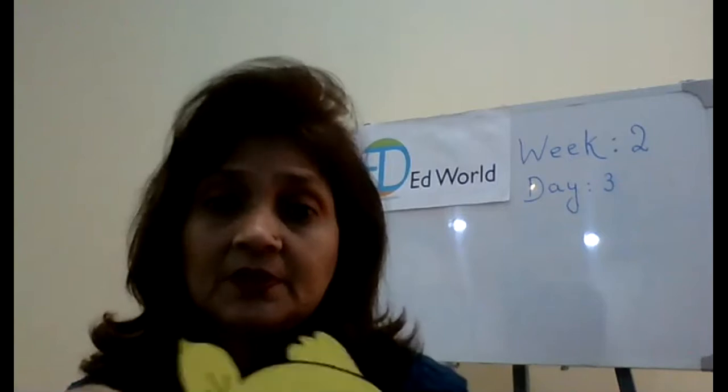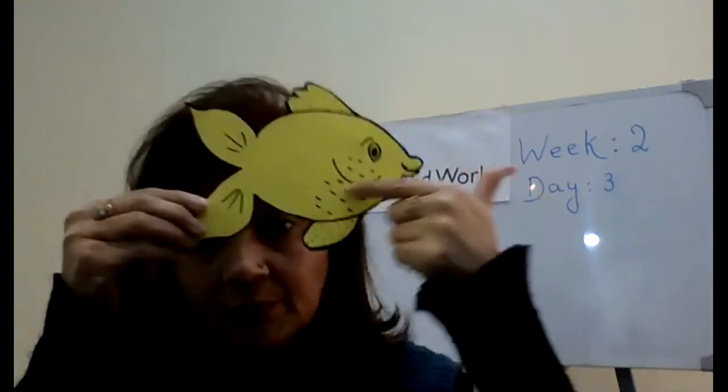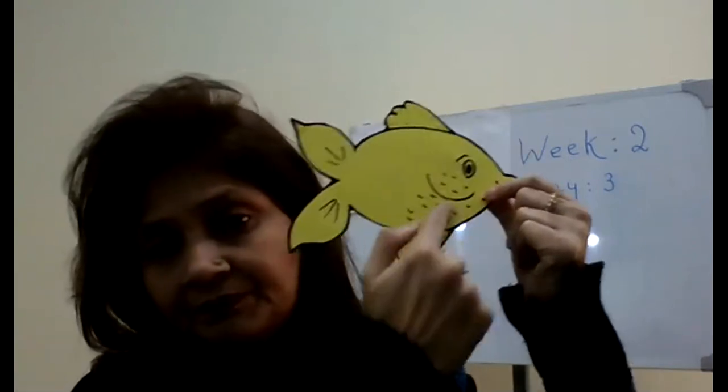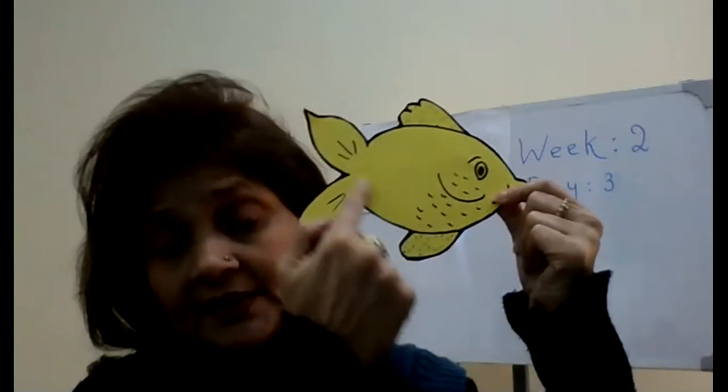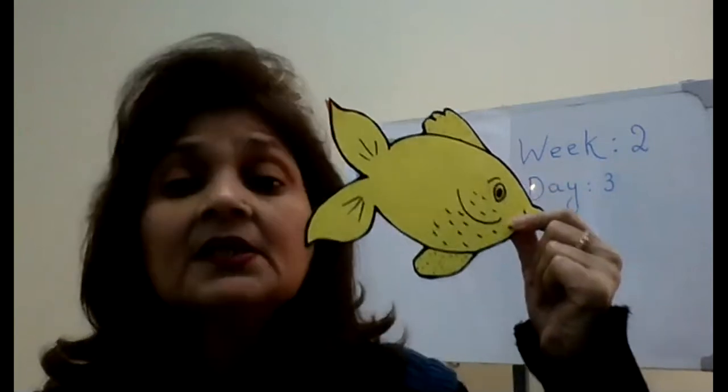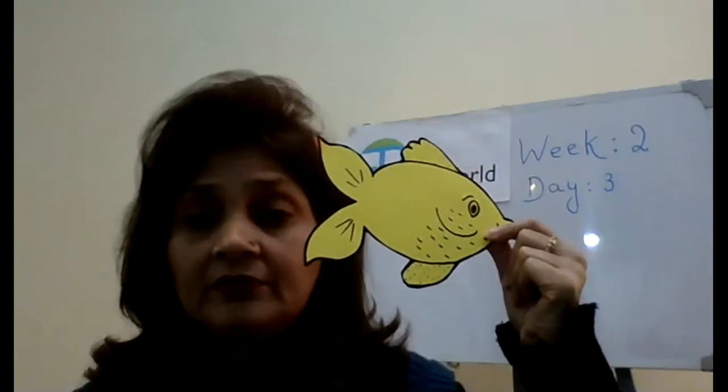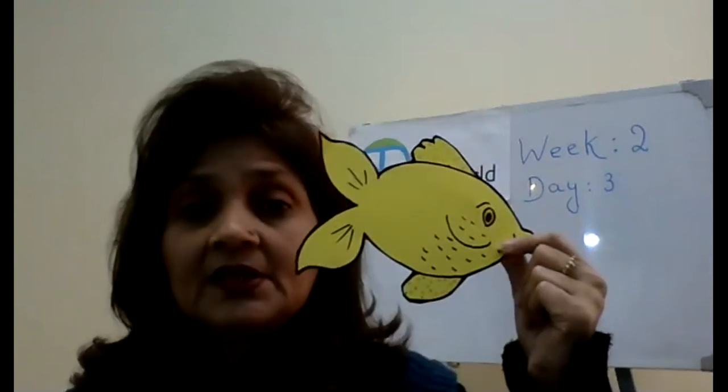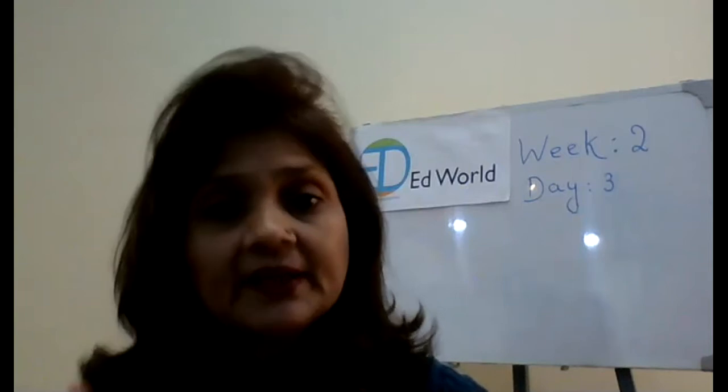So it hides himself. Same way, what is the body of a fish covered with? You call this a scale. The fish is covered with scales to hide himself from the enemies and so that he will protect its body.